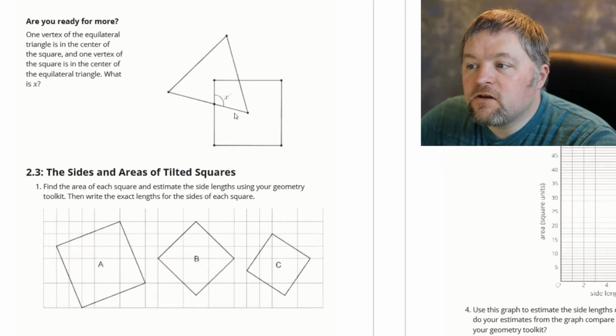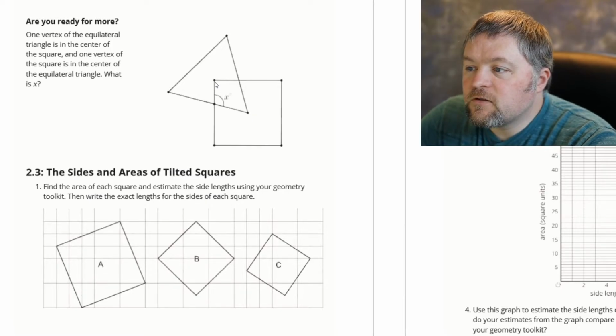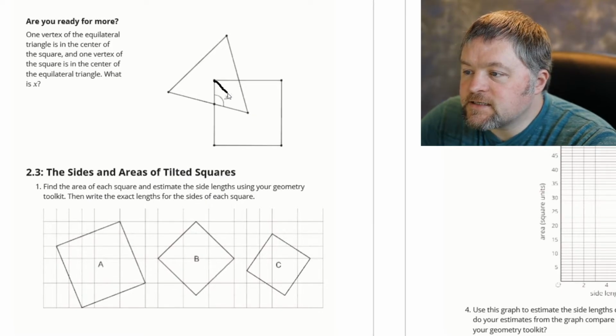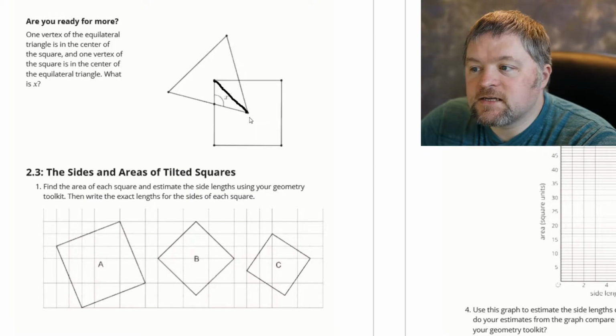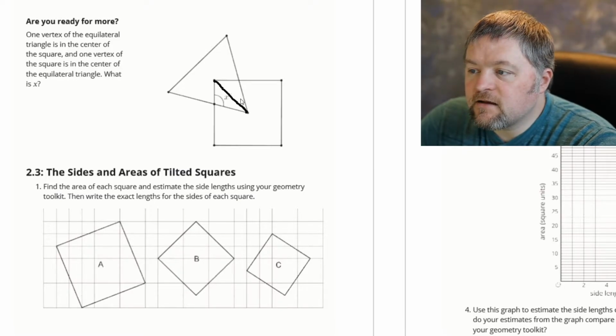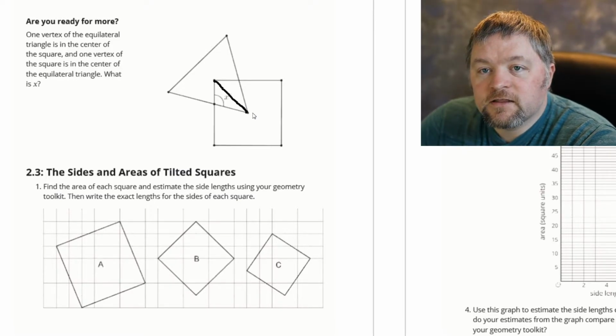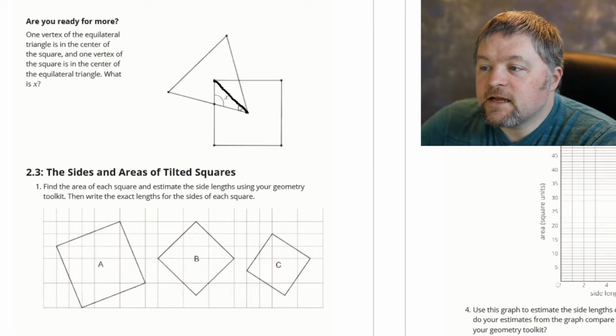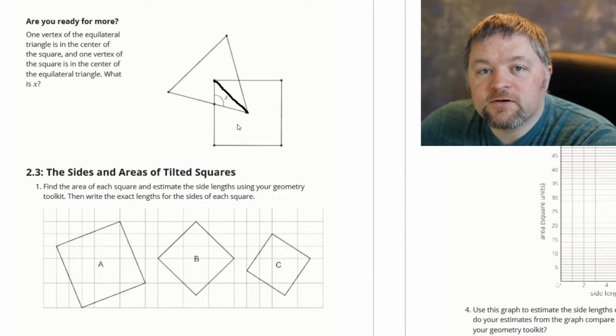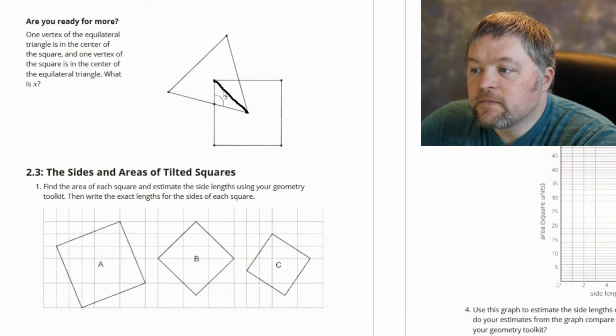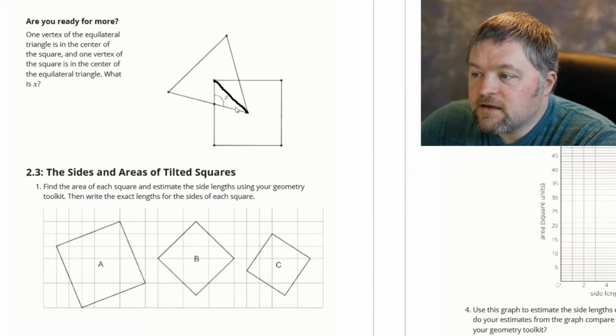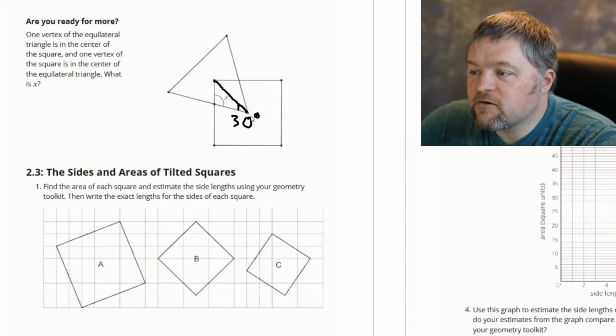Well, what do we know? We know that if this point is in the center and this point is in the center, we know that this angle and this angle have to be congruent to each other. They have to be the same angle. And in an equilateral triangle, we know that all the angles are 60 degrees. So if this angle is 60, each side of this angle here has to be 30 degrees.